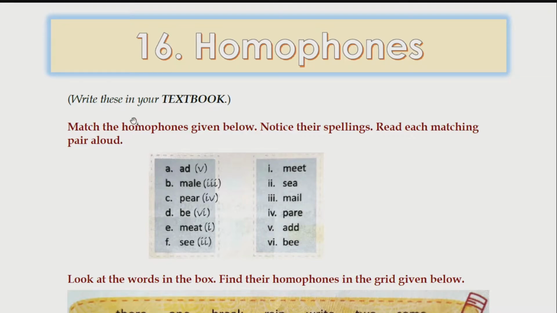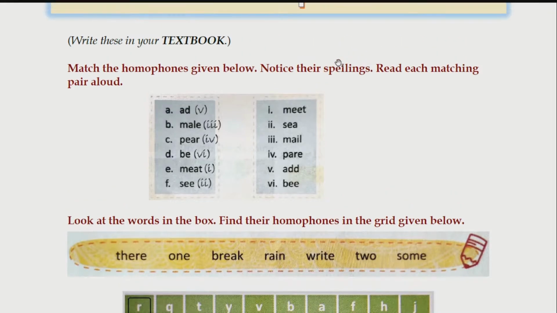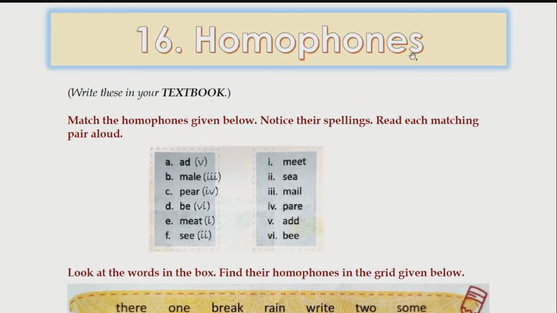From here you will get to know what exactly a homophone is. Match the homophones given below. Notice their spellings. This is very important whenever you are studying about homophones. You have to notice the spellings and also read each pair aloud. Why do you have to read? As I told you, the meaning of phone is sound. So you also have to see the spelling as well as you have to read it aloud. And why to read it aloud? So that you can know how it sounds like.